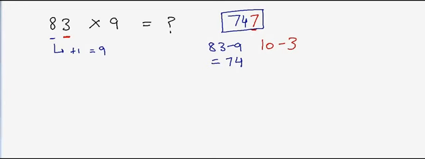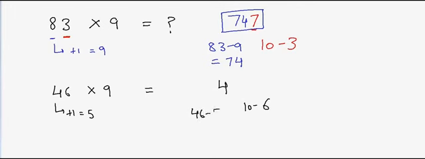Let me try it again. So if I have 46 and I want to multiply this by 9, in that case 10 minus 6 will be equal to 4, and then 4 plus 1 is equal to 5. So 46 minus 5 is 41. So the answer is 414.